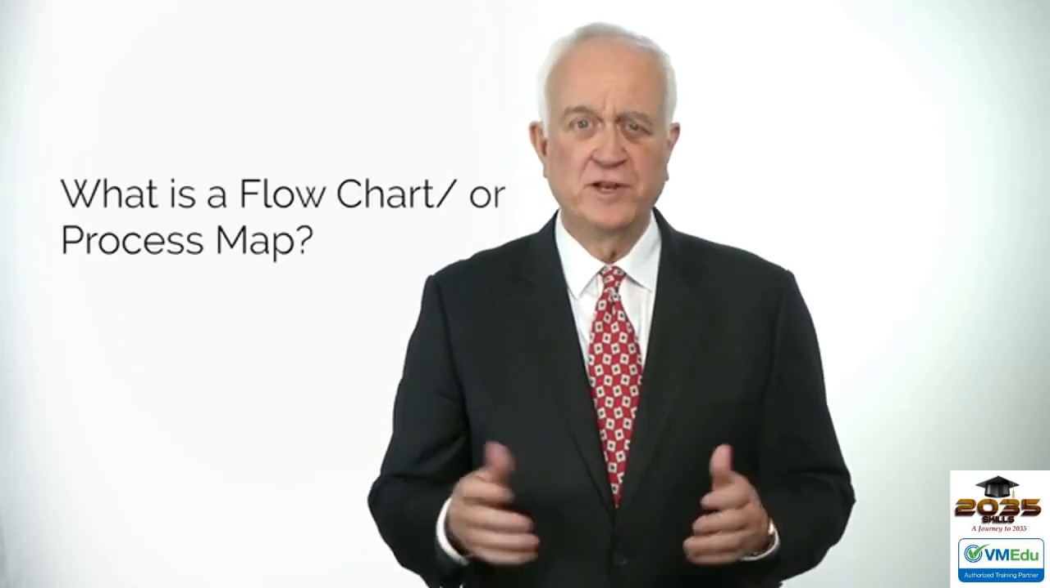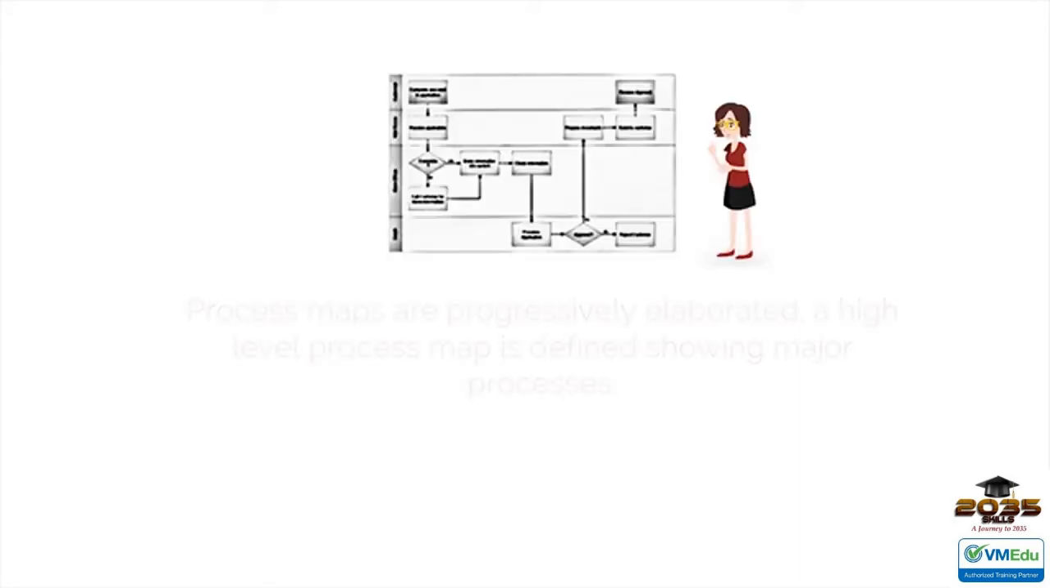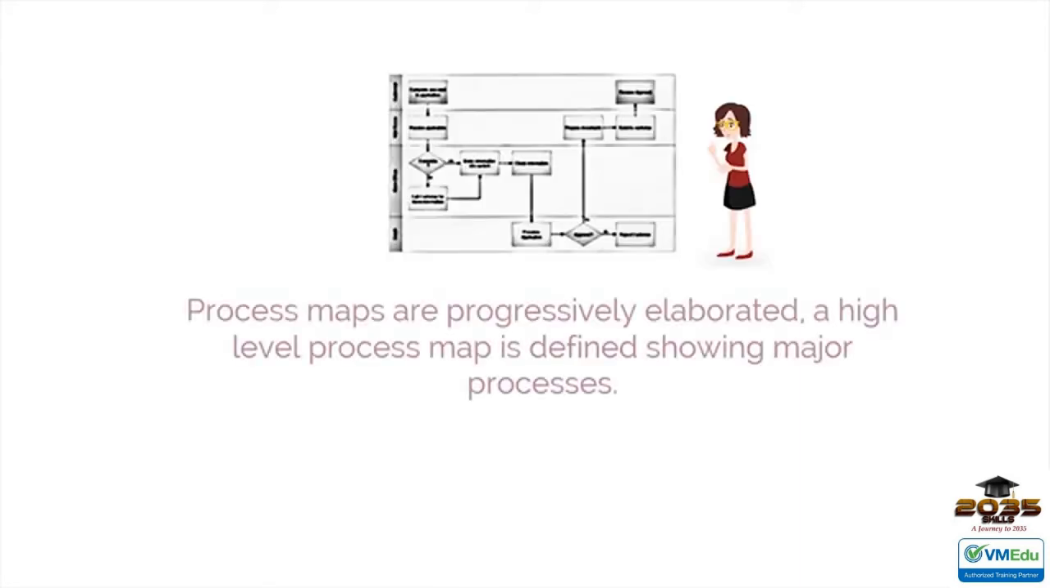The third basic quality tool we will discuss is the flowchart or process map. What is a flowchart or process map? It is a graphical representation of processes in an organization, displaying the sequence of tasks performed and their relationships. It is a prerequisite to obtain an in-depth understanding of a process before application of quality management tools such as FMEA or SPC, etc. Process maps are progressively elaborated.